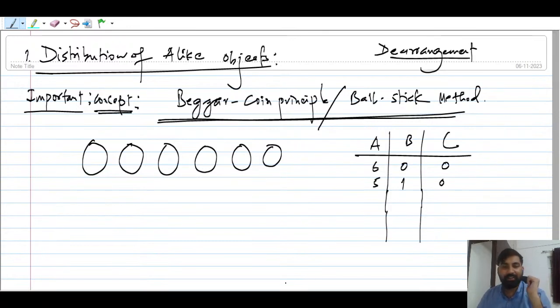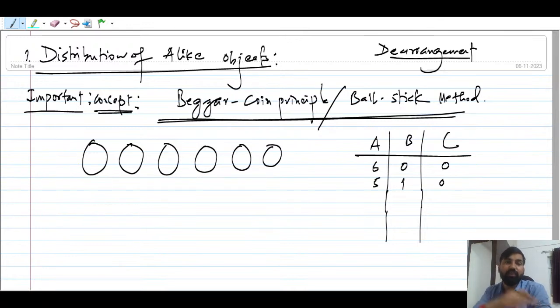Okay, but in the question they might give you some condition also. If at least one coin has to be given to the beggar, then you have to be a little careful, right? So it depends upon the question. If any restriction is given in the question, then you have to take care of that restriction. Understand?